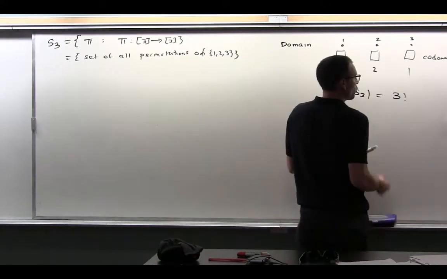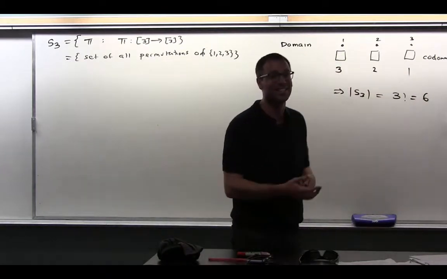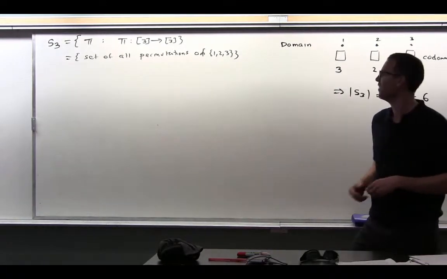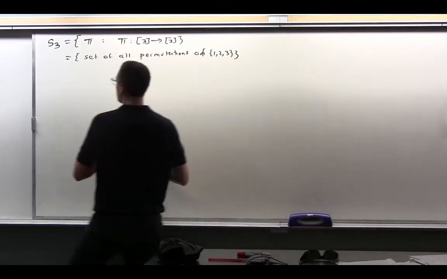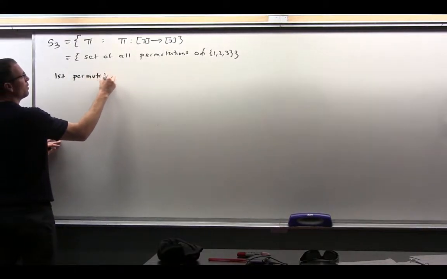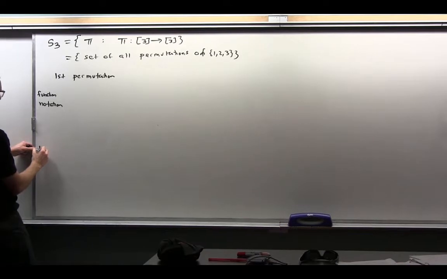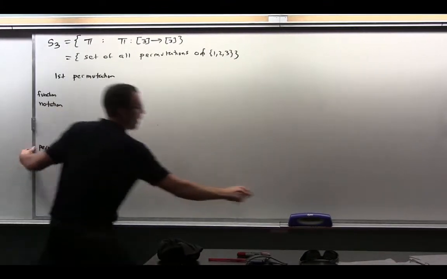What's another way to say 3 factorial in English? 6. So how many permutations are in S3? 6. Okay, so let's map them all out. Let's do the first permutation. Could you guess what the first permutation is going to be? Yep. And then here we'll do what we call function notation, and over here we'll do what we call the permutation diagram. And then we'll literally just count them.